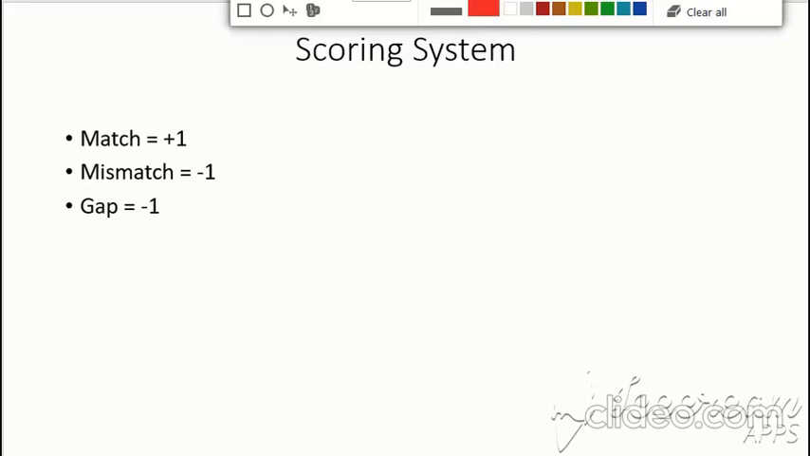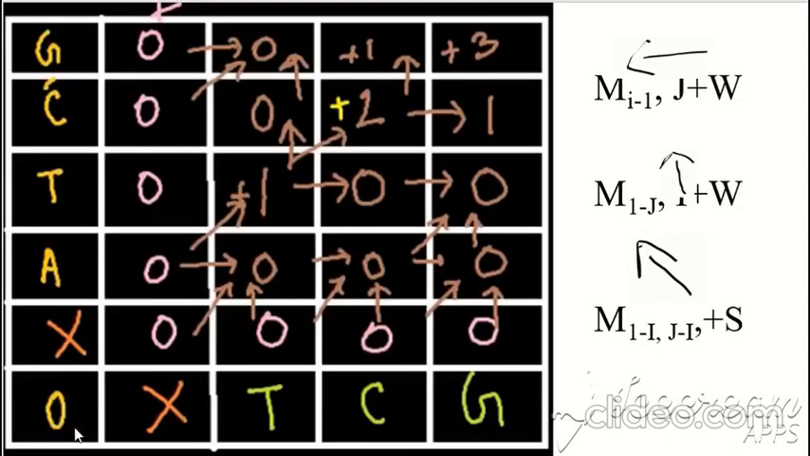In order to solve the whole scoring matrix, we need to first set the scoring system. This scoring system is going to help us to fill all the boxes. If the two sequences match, then we're going to use +1. If the two sequences mismatch, then we're going to use -1. While if there's a gap between the sequences, then we're going to use -1 again. Keeping in mind the scoring system, we're going to fill this scoring matrix.